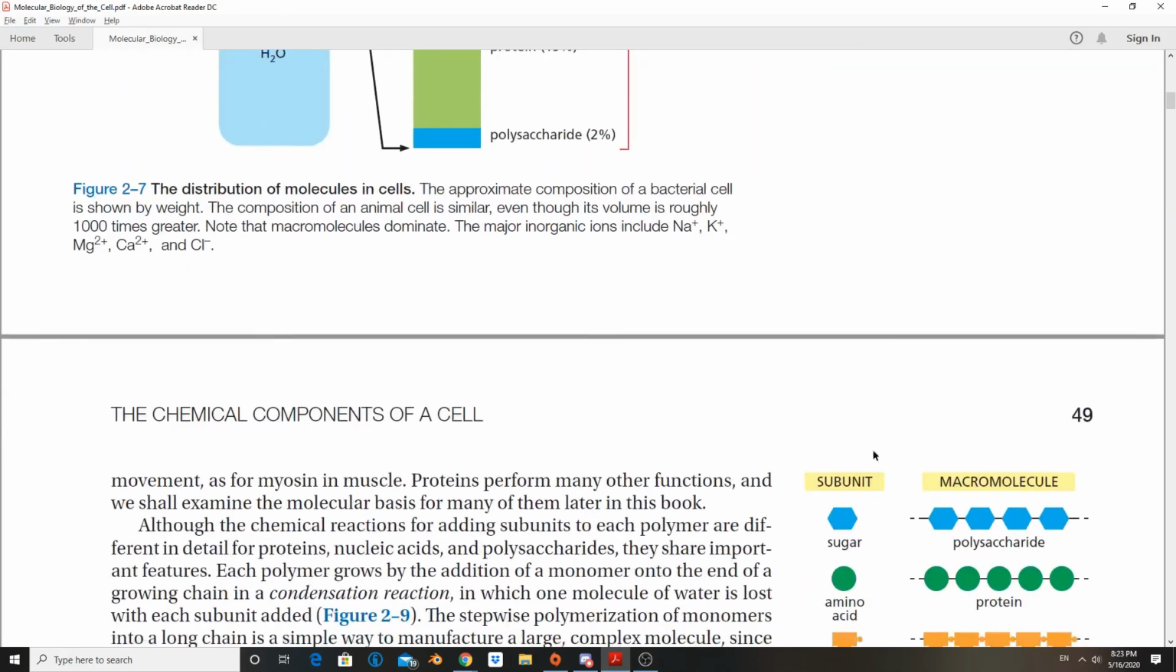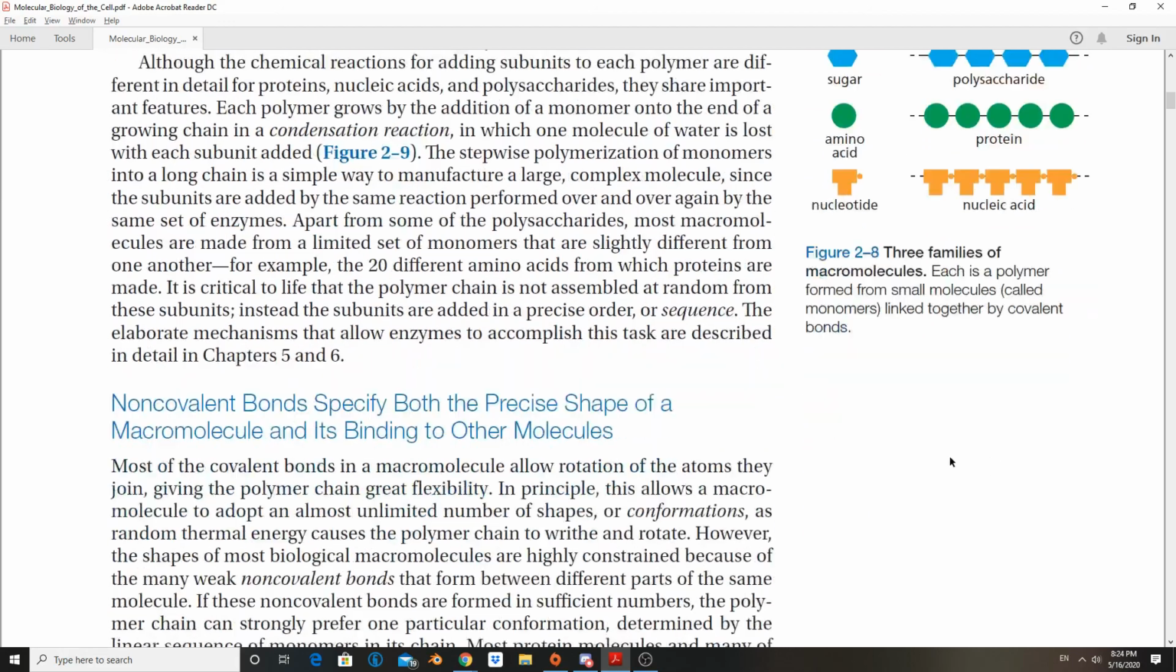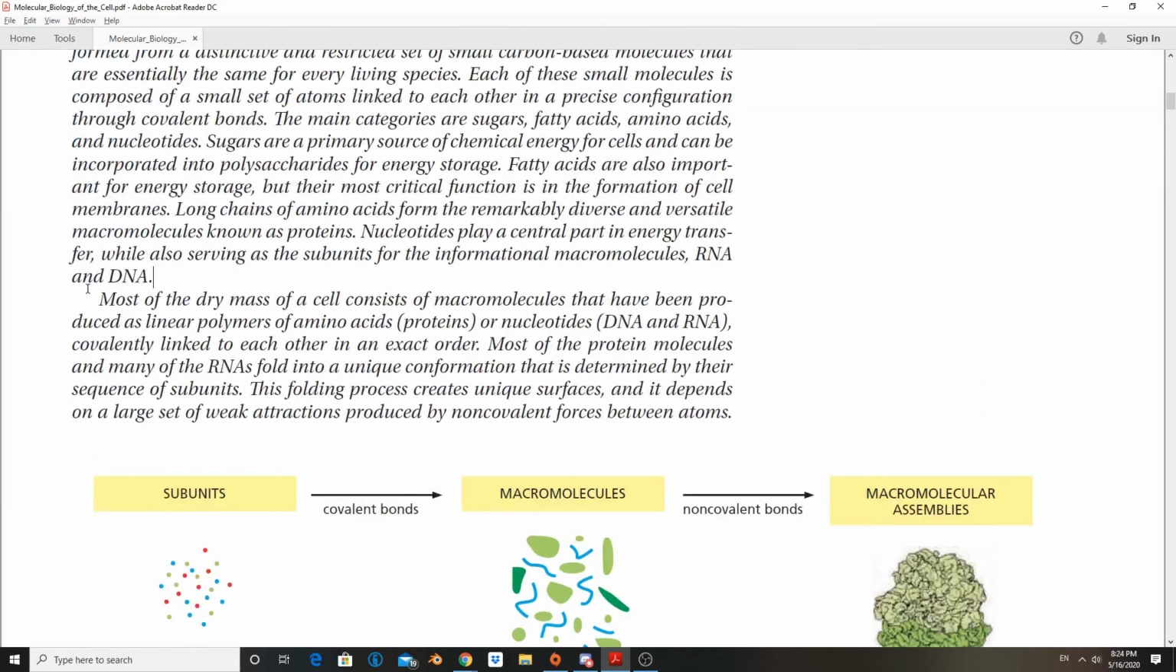So just remember in this picture, to summarize it pretty well, these are the subunits, and the bigger units are, when they stick together, form an emergent property and have their own properties independent of the original subunit, and that cells take advantage of that in the cellular environment. Most of the dry mass is just macromolecules that I've been discussing this entire video. Most of the protein molecules, many of the RNA, is folded to a unique conformation that is determined by their sequence of subunits.